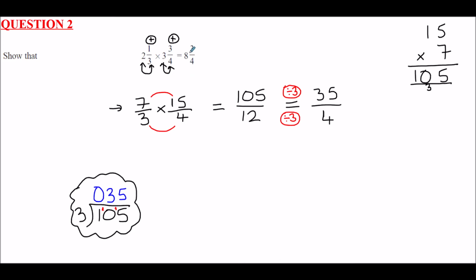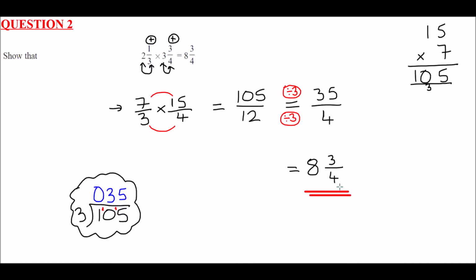Now, to get it into this form, we just see how many 4s fit into 35. Well, 4 goes into 35 8 times. 8 times 4 is 32, so we've got 3 left. The 3 left over is just the numerator above the 4. So 35 quarters is the same as 8 wholes plus an extra 3 quarters.